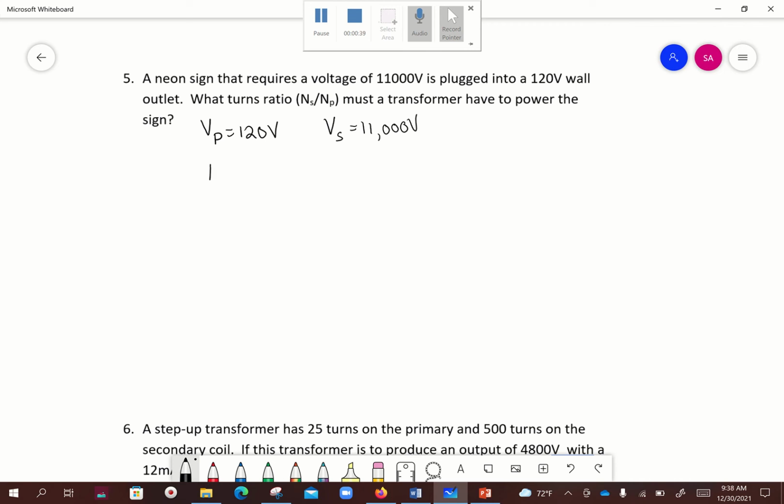So our equation is just that the ratio of turns, NS over NP, is equal to VS over VP. So the ratio of voltages is the same as the ratio of turns. And so now I just have to plug and chug. So 11,000 is my voltage on the secondary, 120 on the primary. So I need to have a ratio of turns of 91.7. And I could use that. So if I had been told how many turns there were on the primary or on the secondary, I could figure out how many turns there were on the other coil. So that's pretty straightforward. The only trick is just make sure you look at the equations and make sure you get the ratio the correct way up.